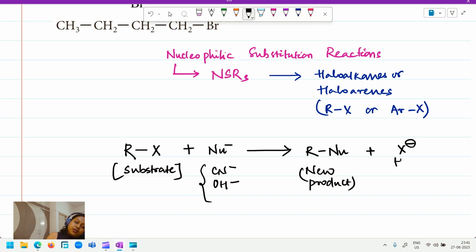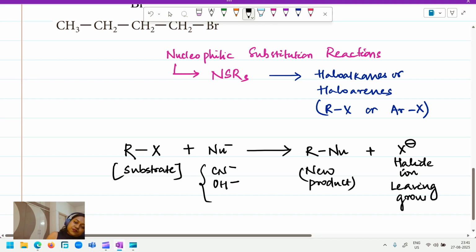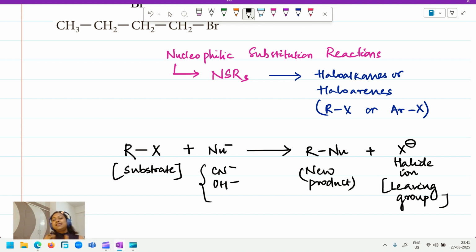What is X minus called? This is a halide ion. If it's Cl minus, that's a chloride ion. If it's F minus, fluoride ion, and so on. These halide ions are also called leaving groups because they leave and create space for the nucleophile to take its place, right? This is the basic idea of a nucleophilic substitution reaction.